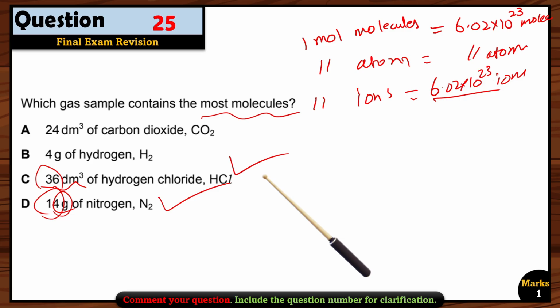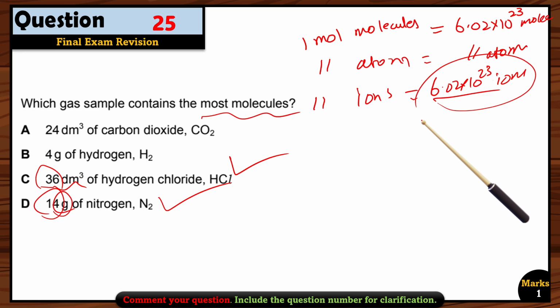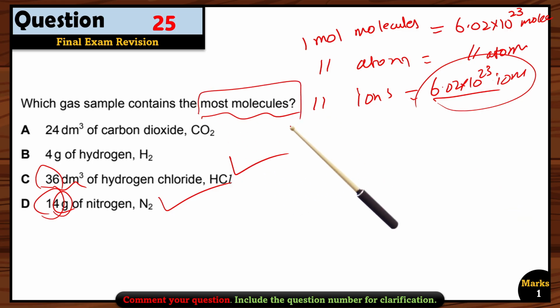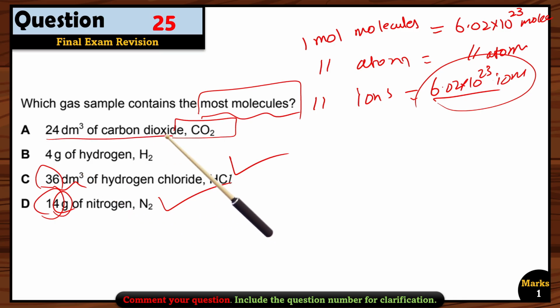Again, the questions are related to the mole from chapter 5. The one which is 1 mole or more has 6.02 × 10^23 particles. So the more moles, the more particles. They are asking about the most molecules. If you see carbon dioxide, remember that any gas at standard room temperature and pressure has a volume of 24 dm cube if it is 1 mole. So they already told you that carbon dioxide is 24 dm cube, which means carbon dioxide is 1 mole.